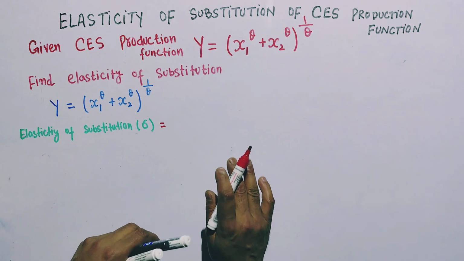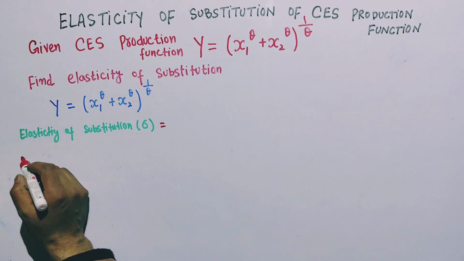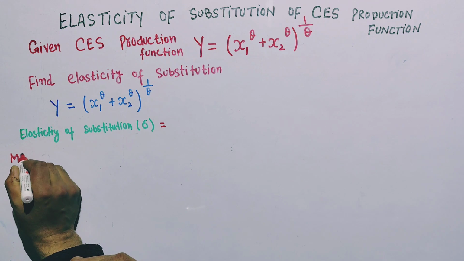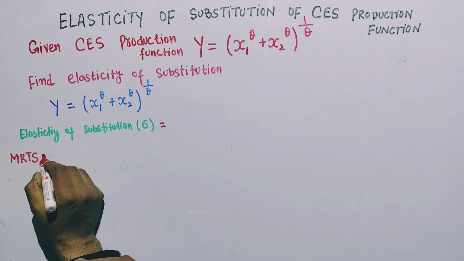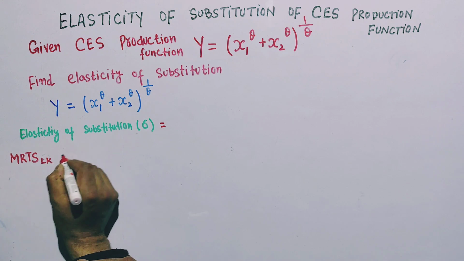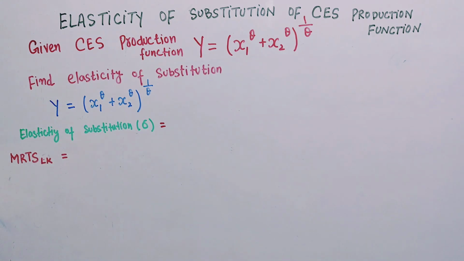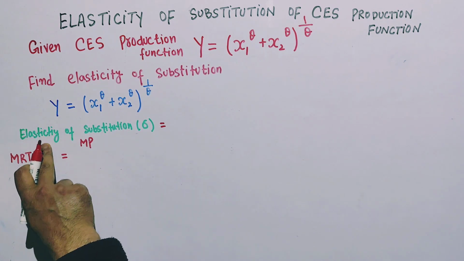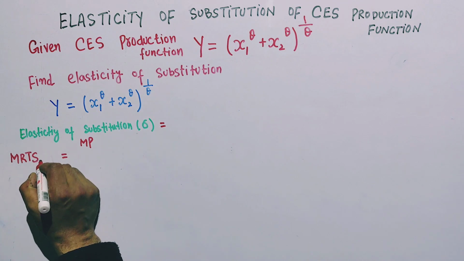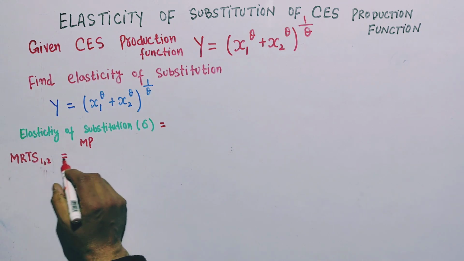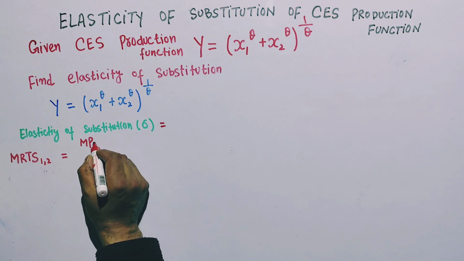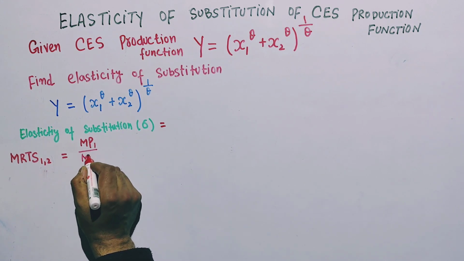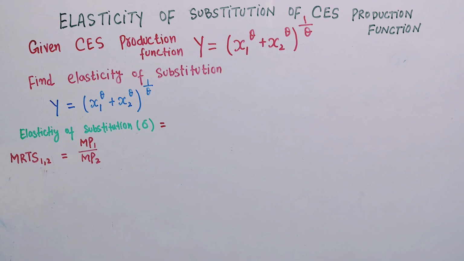First thing is, we need to find out the marginal rate of technical substitution between capital and labor. Sorry, we don't have labor and capital here; we have inputs 1 and 2. The MRTS between 1 and 2 is given by the marginal product of input 1 upon the marginal product of input 2. That implies we first need to calculate these MP1 and MP2.